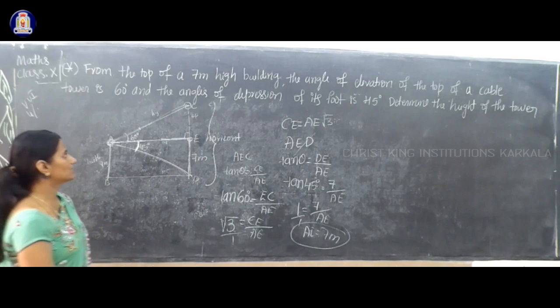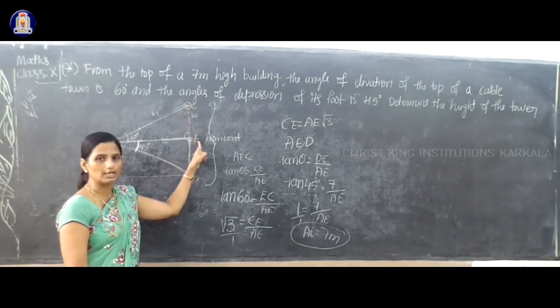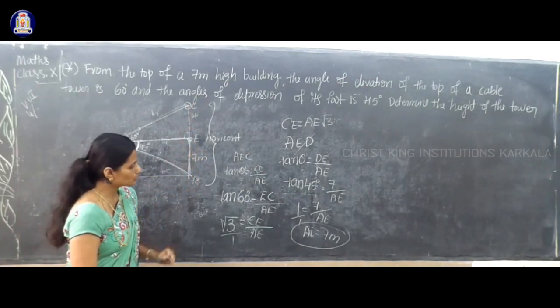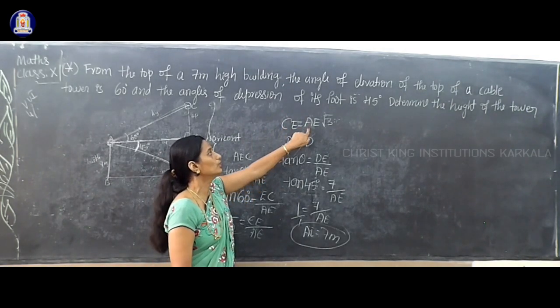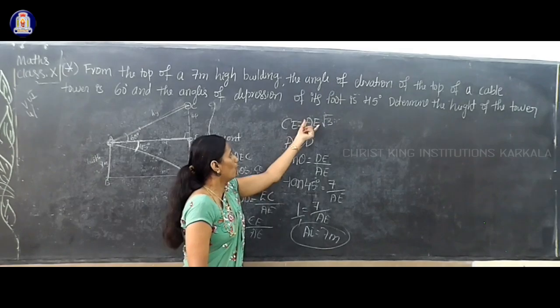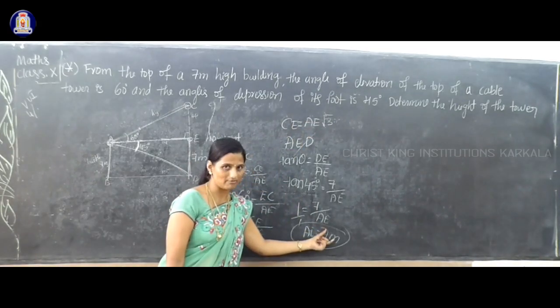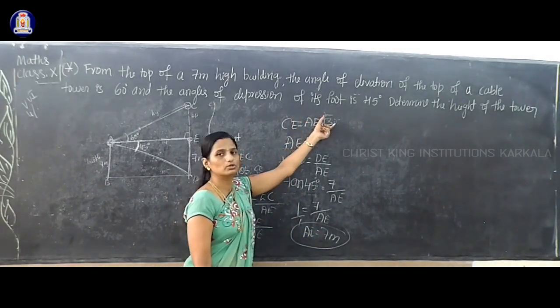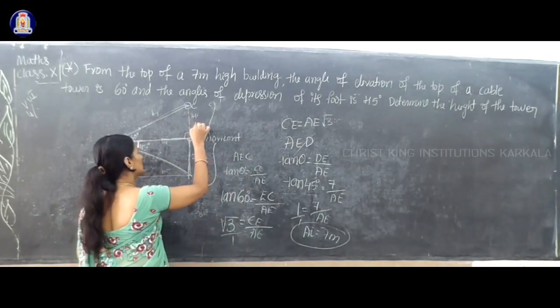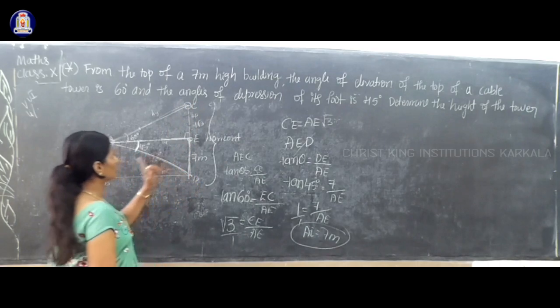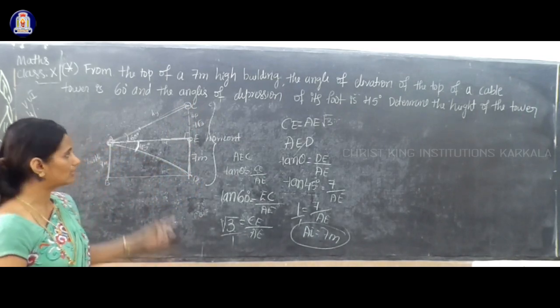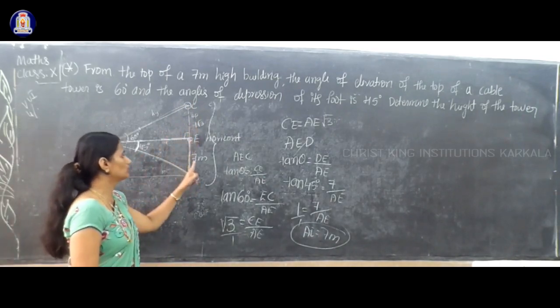So your aim is to find CE. Right? So how to substitute? Just now I got CE is equal to AE root 3. What we got, AE is 7. So it is 7 root 3. So CE is 7 root 3. So now can you find what CD is, that is the height of the tower? It is 7 root 3 plus 7.